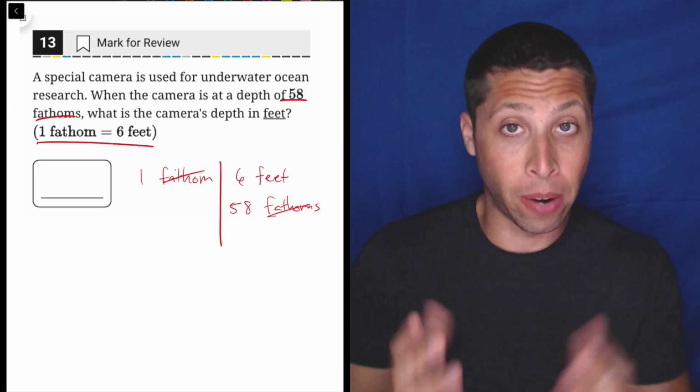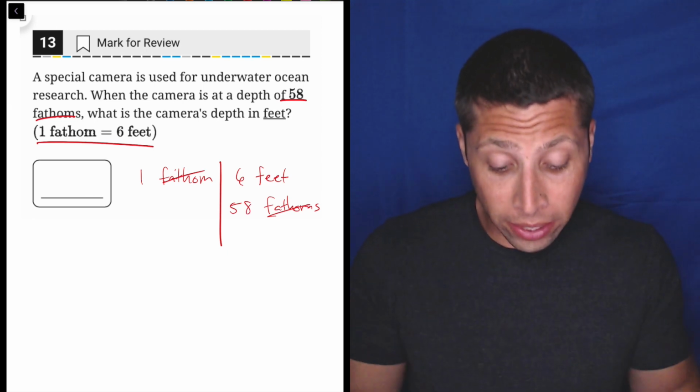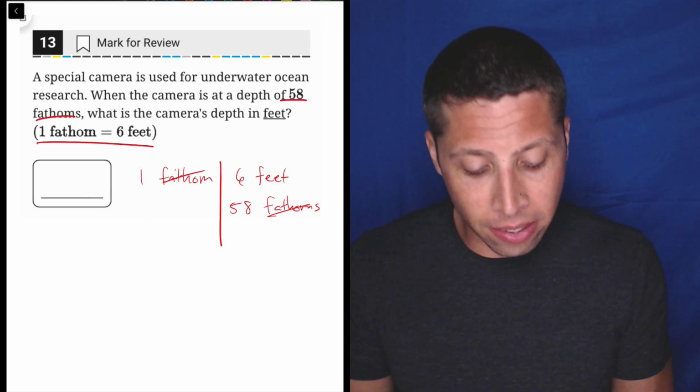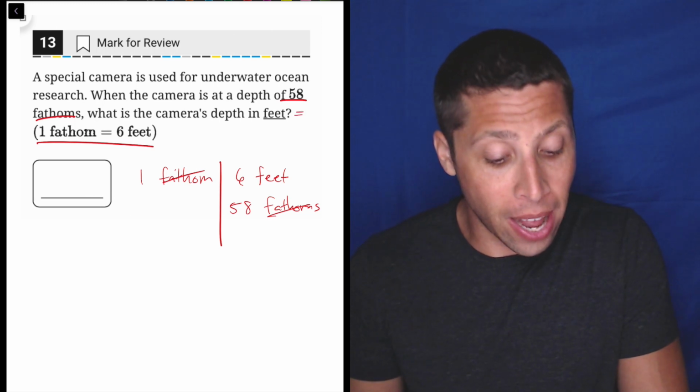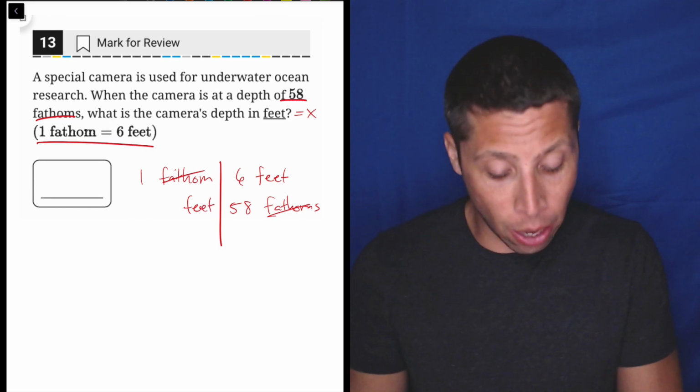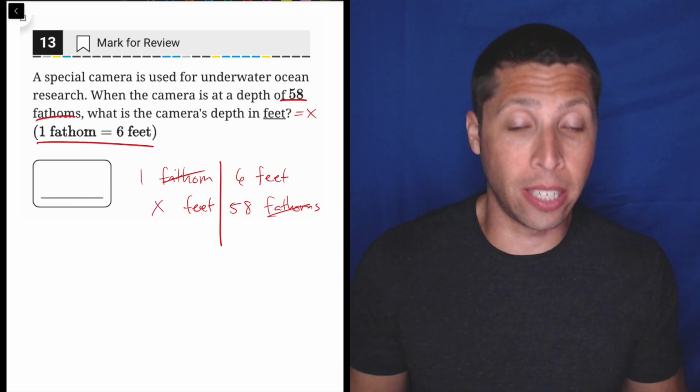Now what does that pair with, right? Everything kind of has a pair. Well, there's nothing else in the question. When the camera's at a depth of 58 fathoms, what is the camera's depth in feet? So we're trying to find that. So the feet did need to go here, and that's clearly our X, right? That's the unknown quantity in all this.